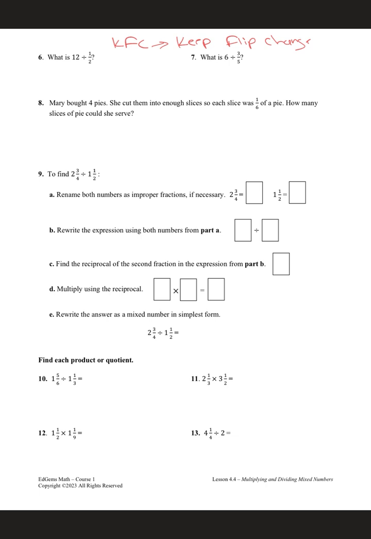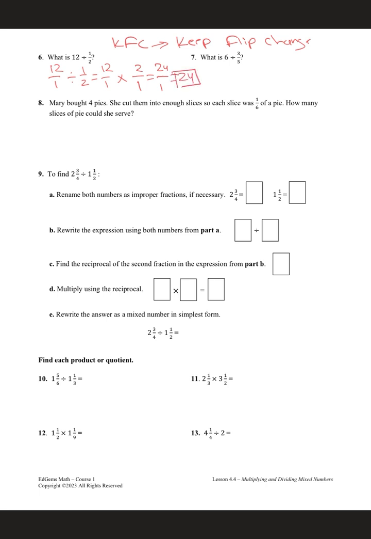So here we go. This is what I'm talking about. First thing we have to do on number 6 is convert the whole number into a fraction by putting a 1 underneath it. So 12 over 1 divided by 1/2. So here's where keep, flip, change, or KFC comes into play. We're going to keep the first fraction the same. We're going to flip the second fraction to its reciprocal, and then we're going to change the division to multiplication. Then at this point, we're just going to multiply straight across and then simplify. So 12 times 2 is 24, and 1 times 1 is 1. And what does that reduce all the way down to? That reduces all the way down to 24.